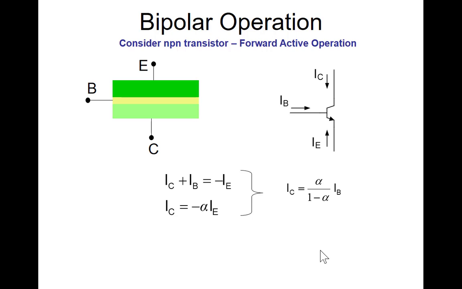From these two equations, I can obtain a relationship between the collector current and the base current by eliminating the emitter current between these two equations. So I can observe that the collector current is equal to alpha over 1 minus alpha times the base current.